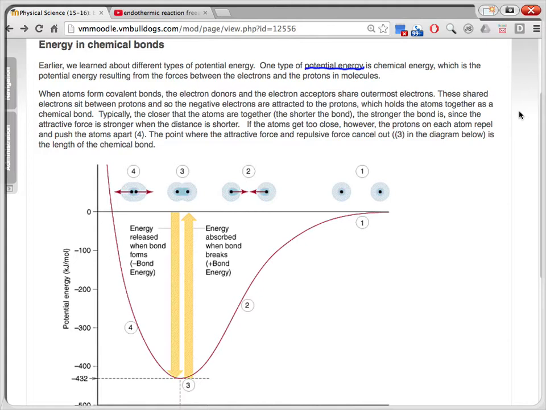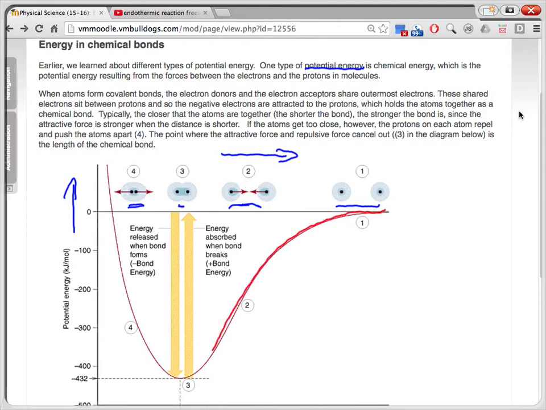And so we have a graph down here at the bottom. This one may be familiar to you. On the y-axis we have the amount of chemical energy increasing as we go up. On the x-axis we have the distance between the two atoms. So you can see these two atoms are very close together, these are a little farther away still, and these are the farthest away. And then the red line down here indicates basically the chemical energy.